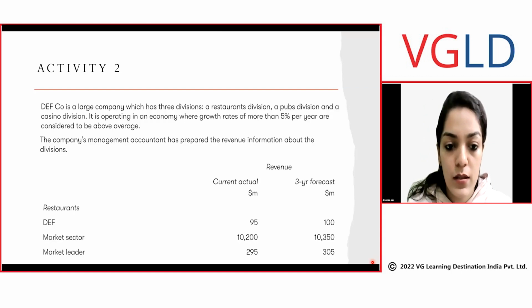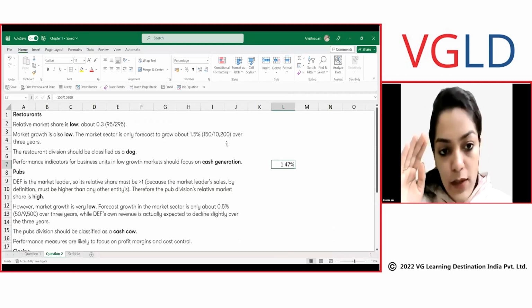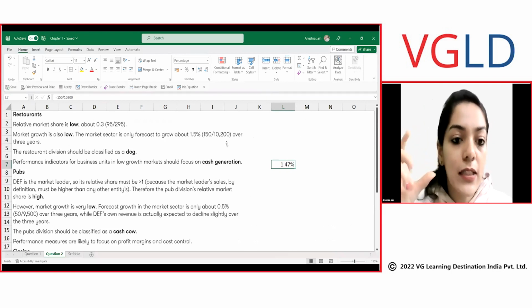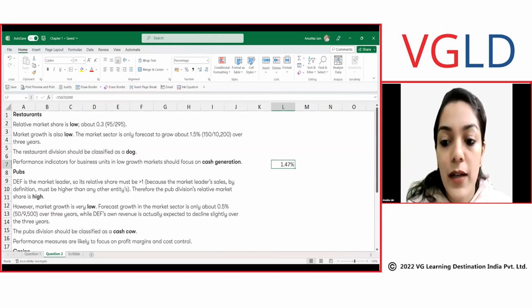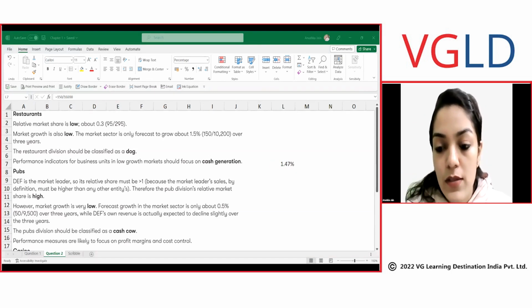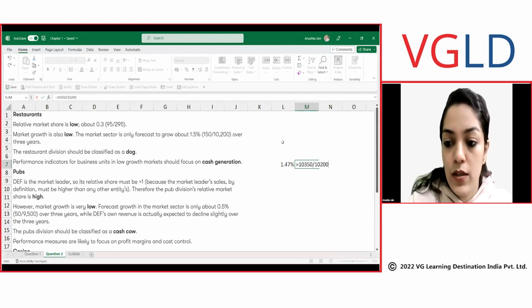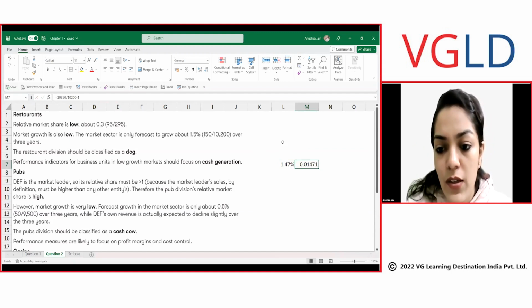See, let me present here again. 150. You saw that, right? From 10,200, it became 10,350. You're talking about market growth, no? So market, how much is it growing? You don't have to see the growth in the DEF. You're talking about growth in the market. You're doing 10,350 divided by 10,200 minus 1. It's coming as 1.5 only. I think you're doing rounding off maybe.